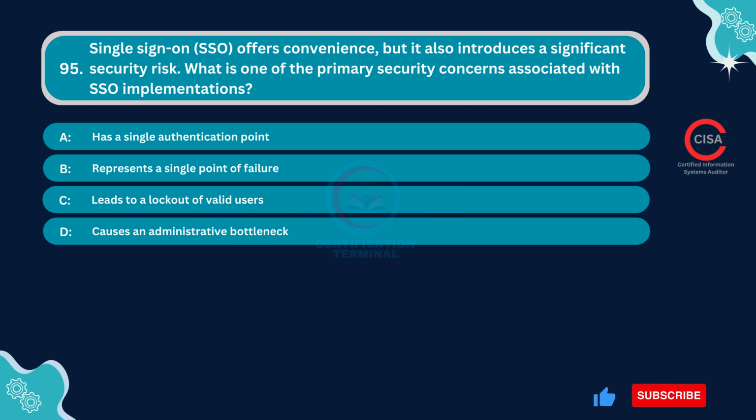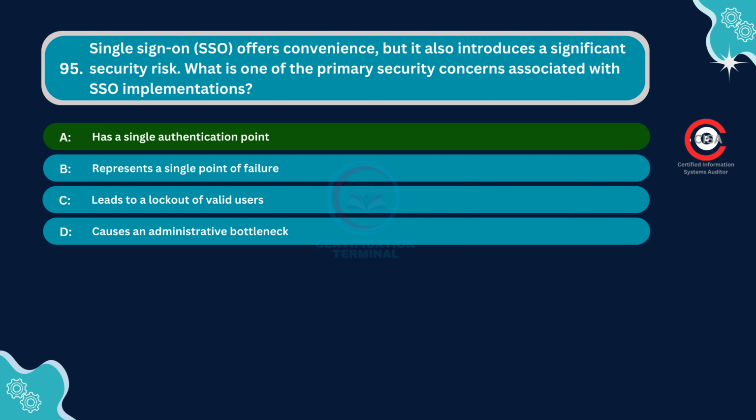The correct answer is Option A, has a single authentication point. SSO relies on a single point of authentication. If an attacker compromises the SSO login credentials, they potentially gain access to all authorized applications and systems linked to that SSO system. This can be a major security breach. The single point of authentication in SSO creates a scenario where compromising one set of credentials can grant access to a multitude of systems. This is why it's crucial to implement strong authentication mechanisms and security measures around the SSO system itself.